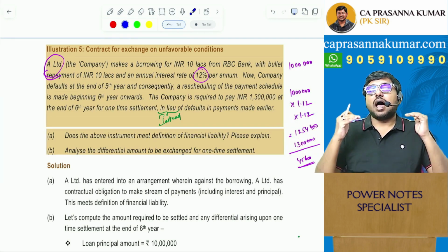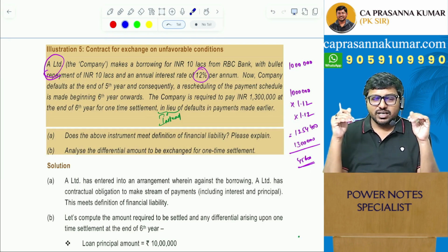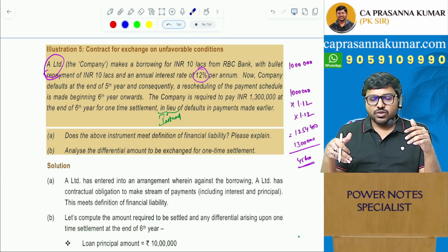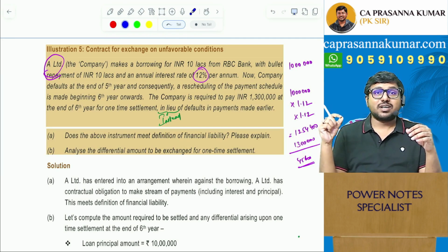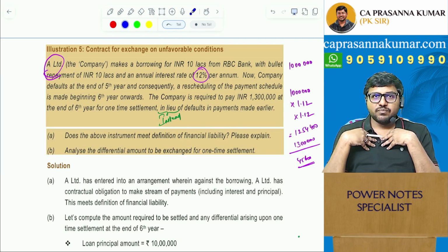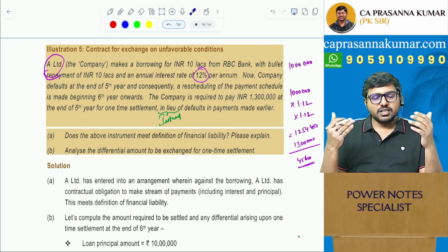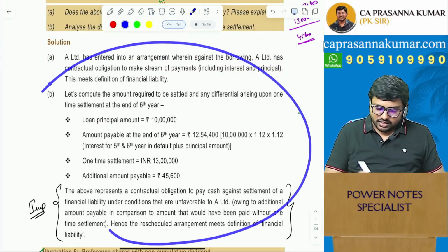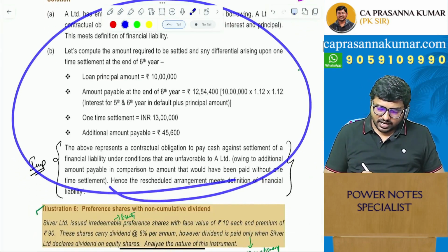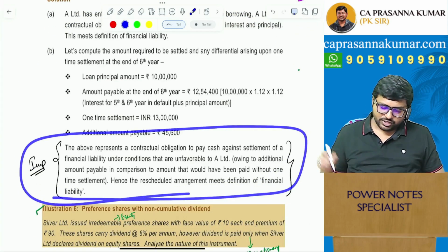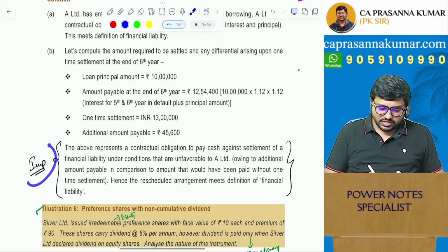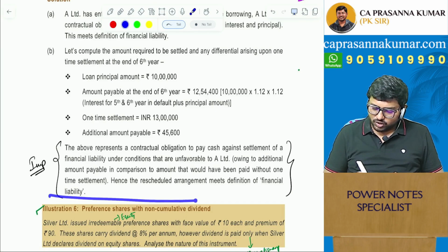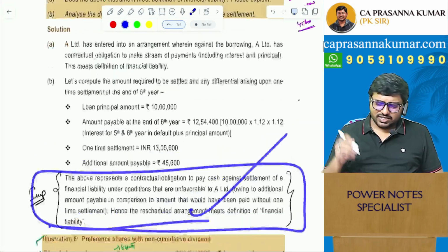Anything that he pays above 12,54,400 is a situation where there is a contractual obligation to pay cash to the extent of 13 lakhs, where that extra 45,600 is unfavorable to your company. So when something is unfavorable to you, obviously it falls under the financial liability definition as well. That is what you will be writing. Later you can go through this answer, and this paragraph is the important part of this question. Next time when you revise also, when I say this is important, I've already marked it. It is there in your solution book, even if you take printed also. So this is what you will revise. Rest of the things are normal.